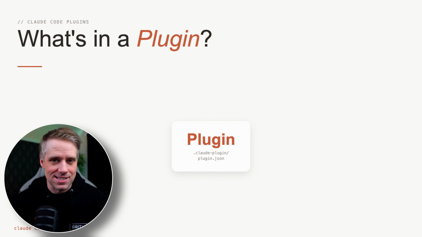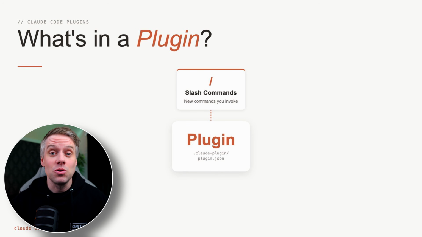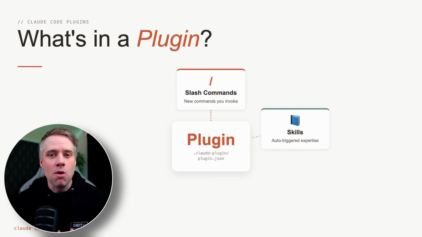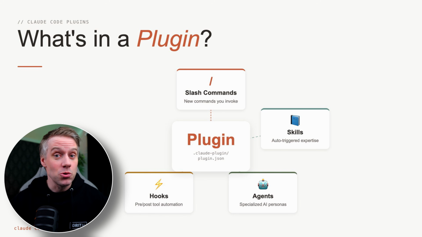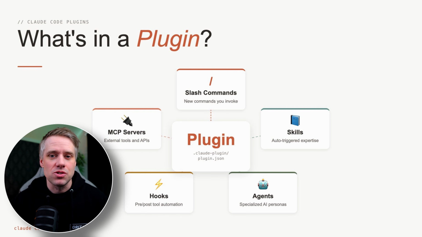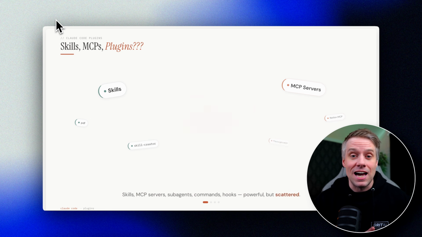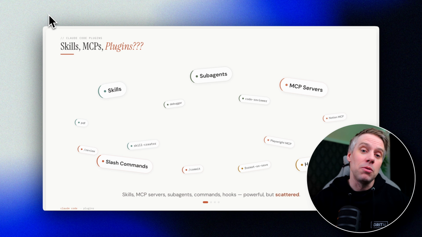A Claude Code plugin is a collection of one or more of these. Slash commands, commands that you can invoke directly. Skills, markdown-based expertise that triggers automatically based on context. Subagents, specialized AI personas for specific tasks. Hooks, pre- and post-tool use automation, security checks, formatting, logging, and MCP servers. Connect Claude to external tools and APIs. I know it can be a bit confusing as skills, slash commands, subagents all seem to blur and merge these days. But yeah, any of these can essentially go into a plugin.